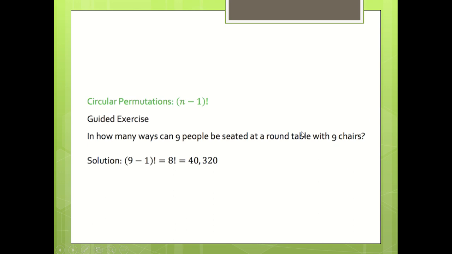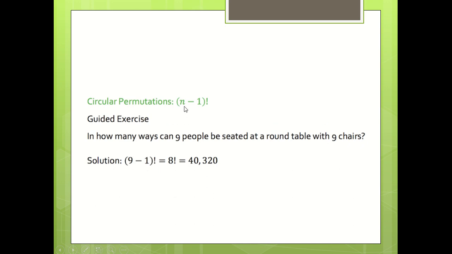So this one is easier because the problems here would have something to do with anything that is circular in shape. It always refers to an object which is circular. For example, in how many ways can 9 people be seated at a round table? The object that is circular here is the round table with 9 chairs.